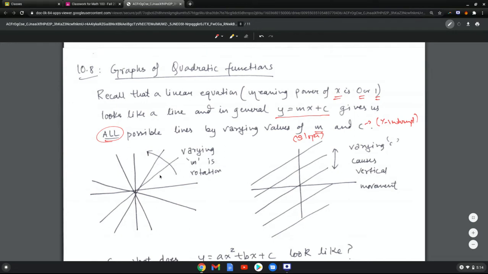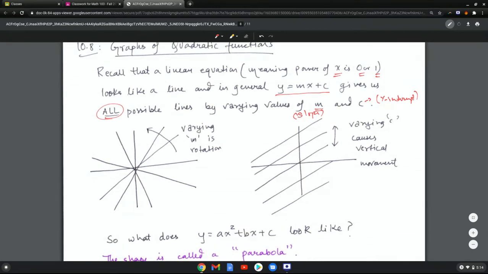When you vary m, the line rotates. So the physical action corresponding to varying the slope is rotation. And the physical action corresponding to varying c is vertical movement or translation. And in general, by rotating and moving things, you can achieve all possible states or all possible positions in 2 dimensions.